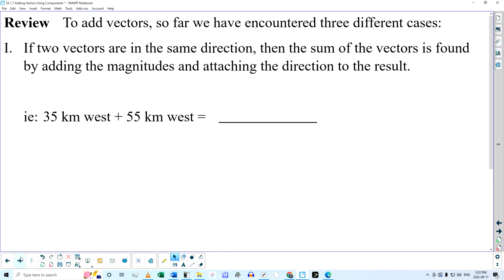So for example, if I said to you, what is the sum of this vector, 35 kilometers west, plus 55 kilometers west, the second vector, since they're both west, all you're going to do is add the two numbers together and get 90 kilometers. And since they're both west, our answer would be 90 kilometers west.